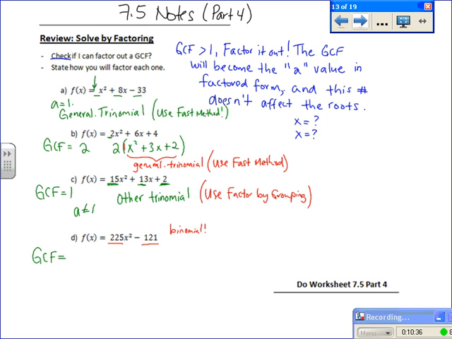In this case, you could try some different numbers that go into 225 and 121, but you're not going to find any common factors except one. And it turns out that they are both perfect squares. So this is a square and that is a square. This one is 15x squared, and this is 11 squared. And so this is a difference of squares, and I can use my fast method.